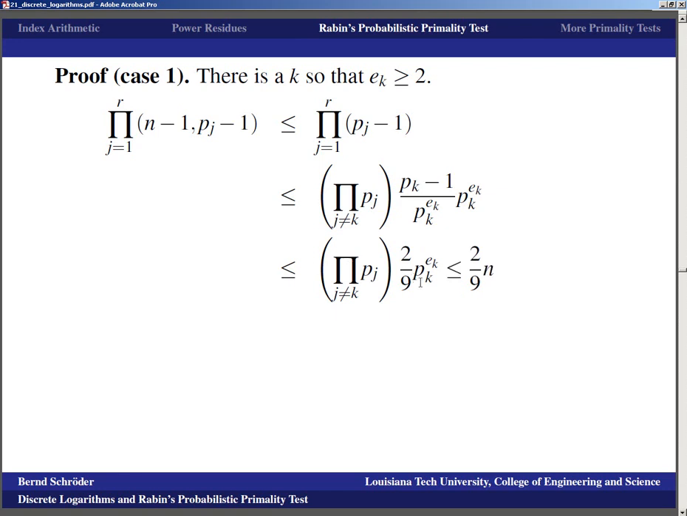And now this product, we keep the 2/9 and we realize this is the product of p_j's times p_k^(e_k). Even if e_k is the only exponent that is greater or equal than 2, this product times the p_k^(e_k) will be less than or equal than n, so this is less than or equal than 2/9 n, which is less than or equal than (n-1)/4, where we assume that n is greater or equal than 9 in the last step, if we want to be absolutely careful that this really works for all n.